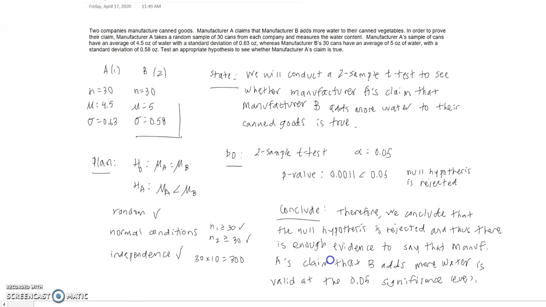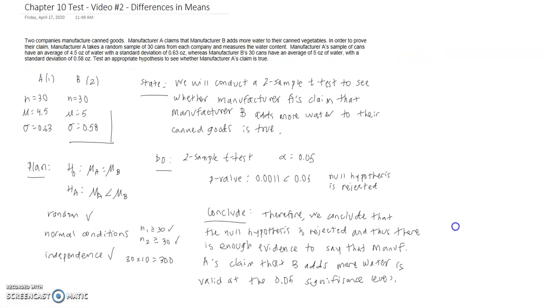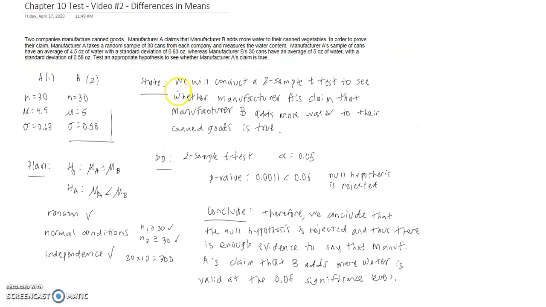So here we have each of the steps of the problem. After conducting our 2-sample t-test, we are able to conclude that our null hypothesis up here is rejected, and thus there's enough evidence to say that manufacturer A's claim that we were testing, that manufacturer B adds more water to their canned vegetables, is valid at the 0.05 significance level.